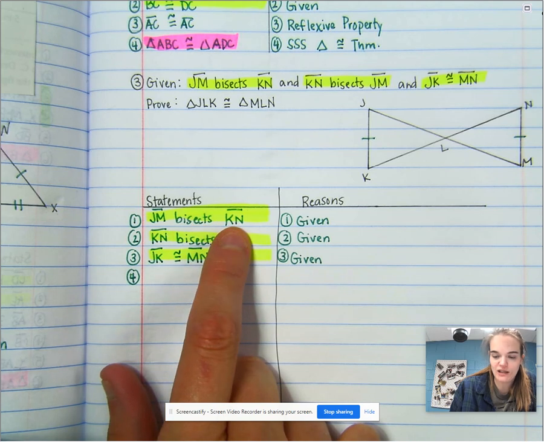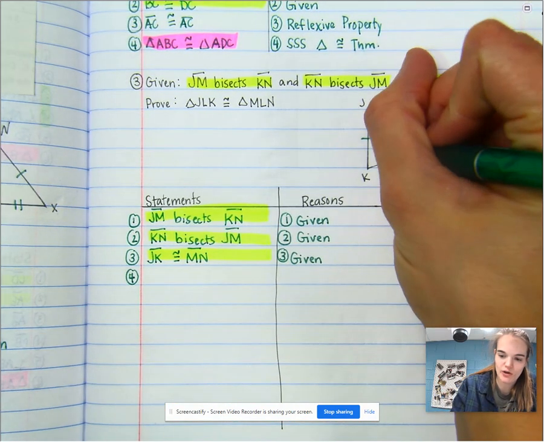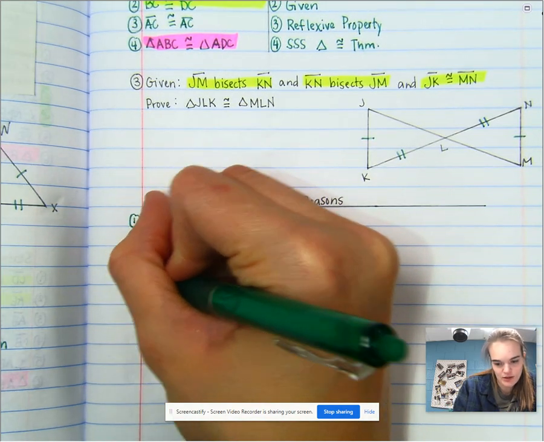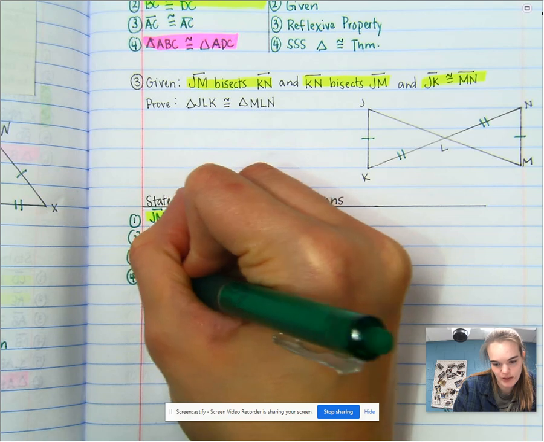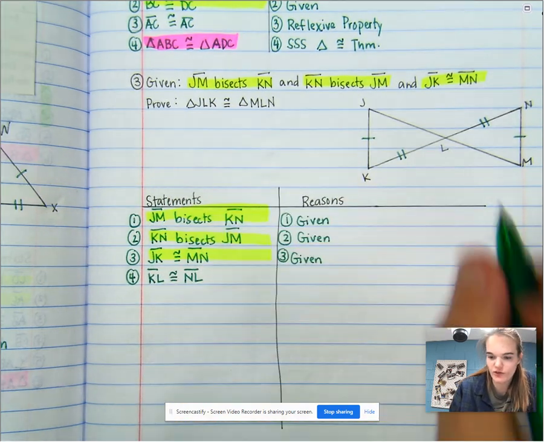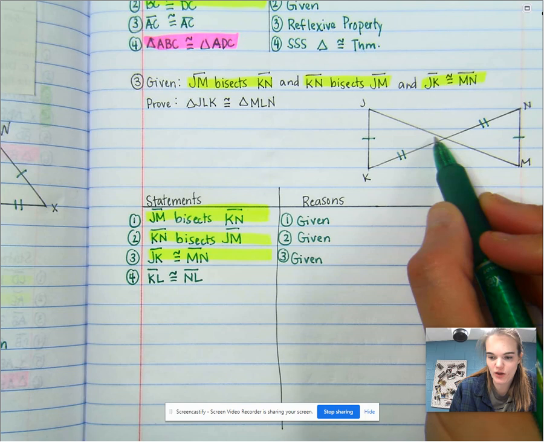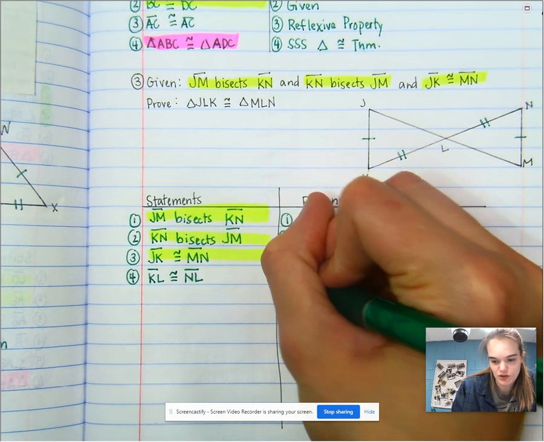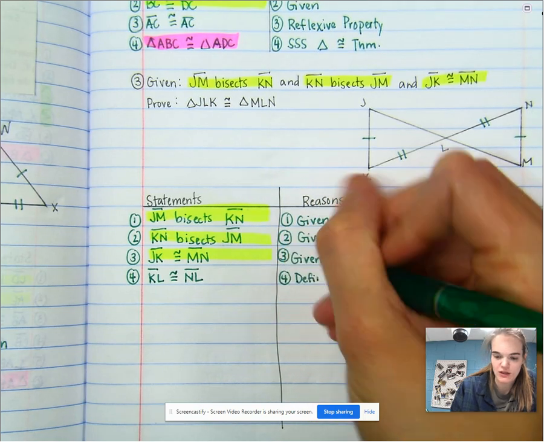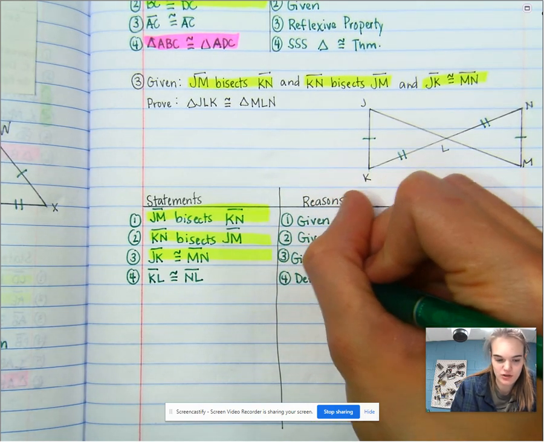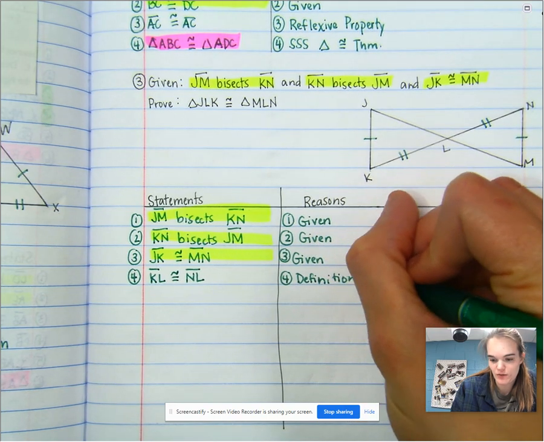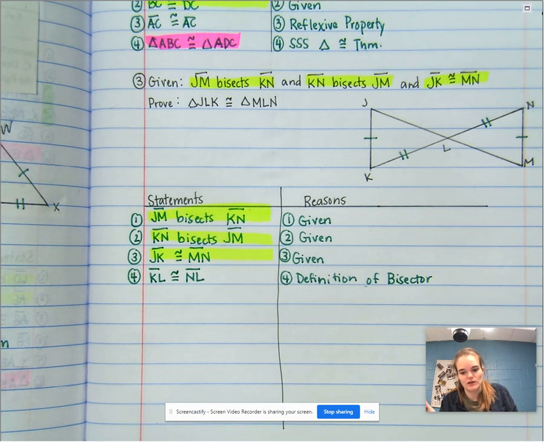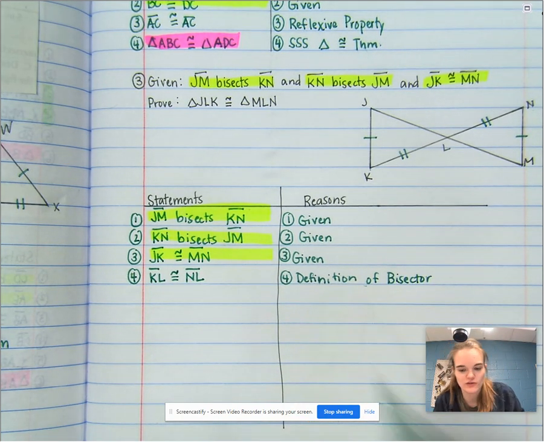JM bisects KN. So KN is cut into two congruent parts, KL and NL. So KL is congruent to NL, and I'll tell you why. Those are the letters. K to L, we're going to L. L is going to be congruent to NL. And that is definition of bisector. I've forgotten how to spell definition somehow. So if that's not right, change it. Send me an email. I won't be able to fix the video. It is D-E-F-I-N-I-T-I. Yeah, that's right.